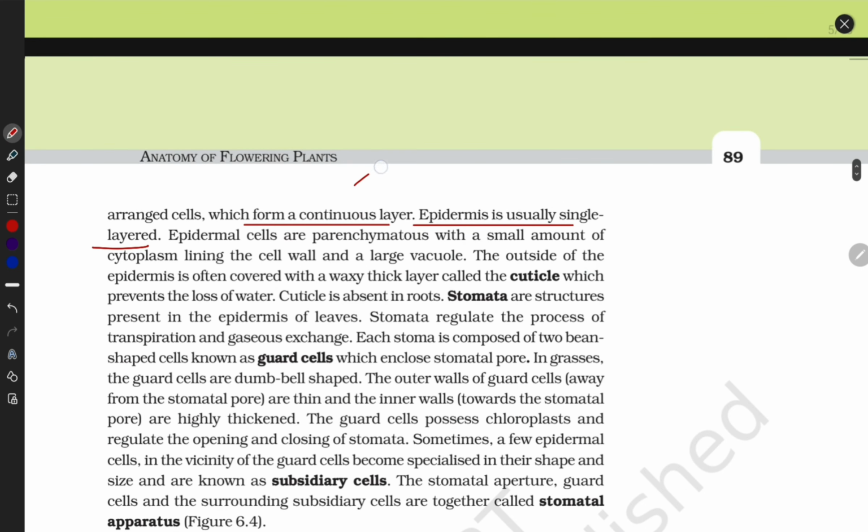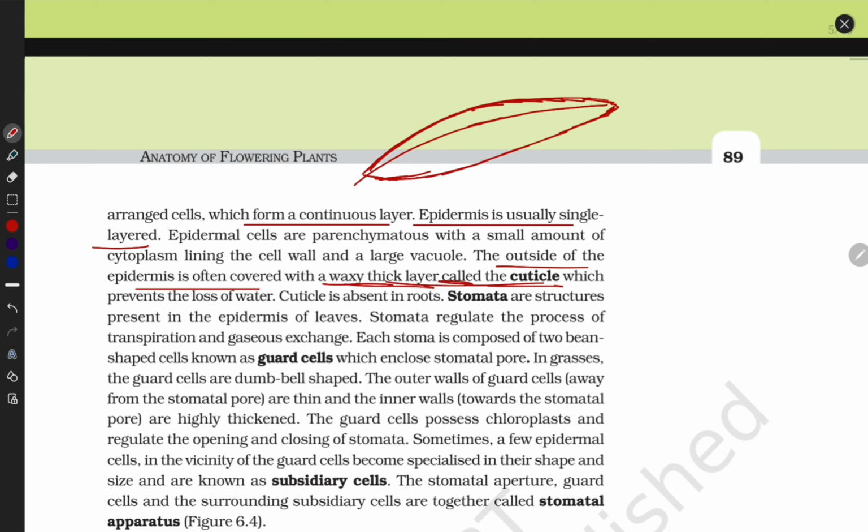This is the leaf. And we want to discuss this layer of the leaf, and what kind of special features are present in this epidermis, which kind of cells and tissues it contains. The outside of the epidermis is covered by a waxy thick layer called the cuticle.